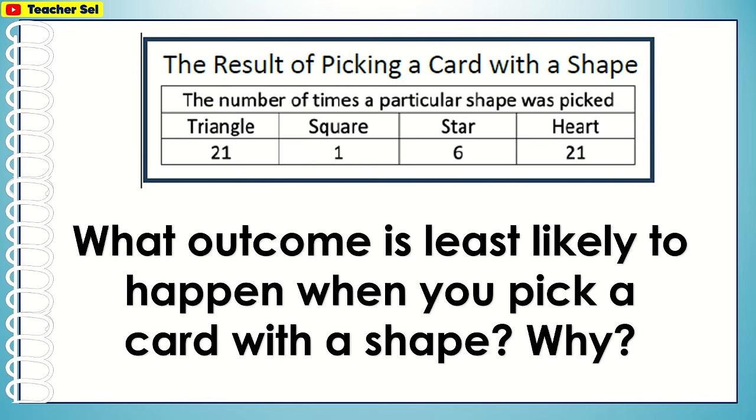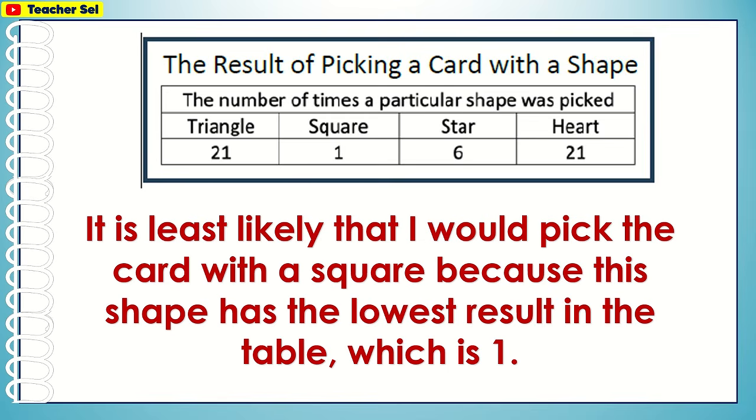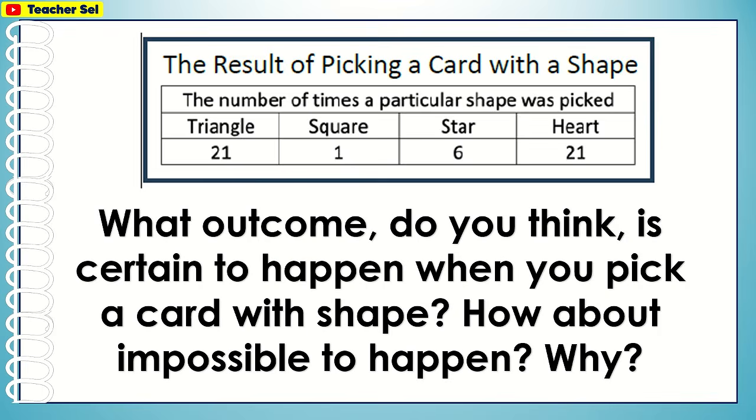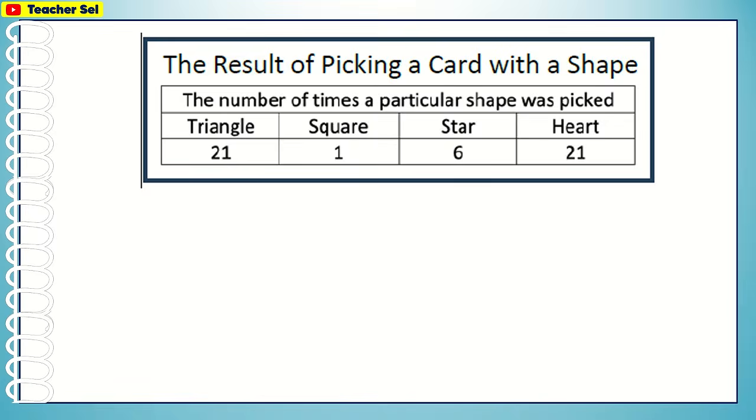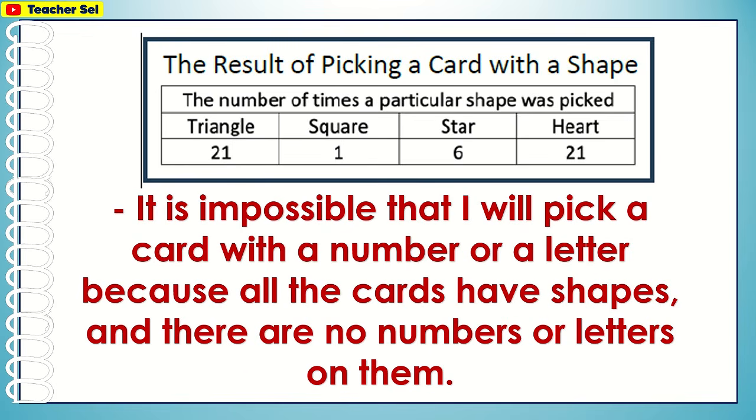What outcome is least likely to happen when you pick a card with a shape? Why? It is least likely that I would pick the card with a square because this shape has the lowest result in the table, which is 1. What outcome do you think is certain to happen when you pick a card with a shape? How about impossible to happen? Why? Some possible answers: it is certain that I will pick a card with a shape because all the cards have shapes on them. It is impossible that I will pick a card with a number or a letter because all the cards have shapes and there are no numbers or letters on them.